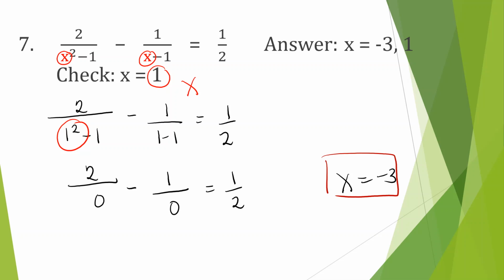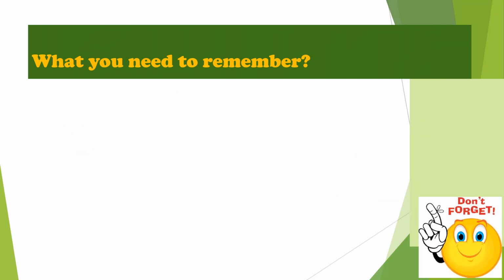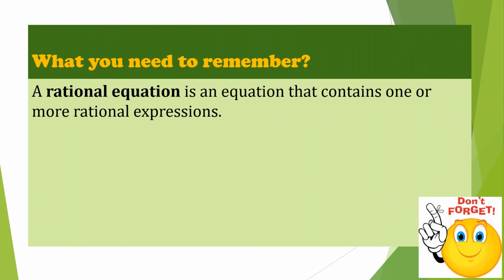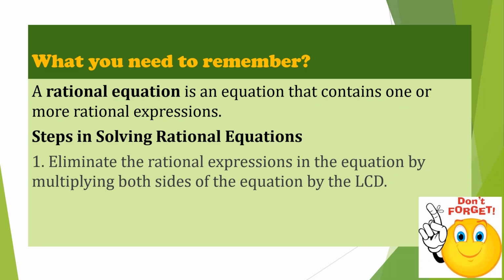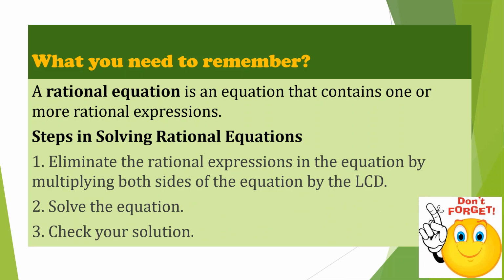This is the reason why it is important to check all solutions in the original equation. You may find that some may yield untrue statements. What you need to remember: a rational equation is an equation that contains one or more rational expressions. And these are the steps in solving rational equations. Number 1, eliminate the rational expressions in the equation by multiplying both sides of the equation by the LCD. 2, solve the equation. 3, check your solution.